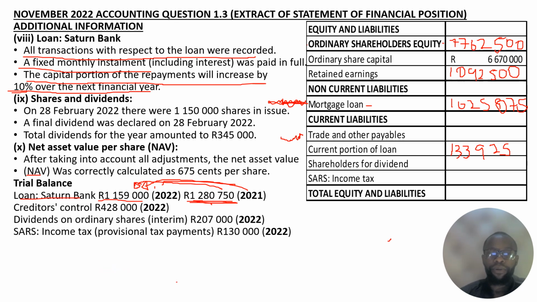So now we are moving to current liabilities. So our current liabilities, trade and other payables. Creditors control, trade and other payables, we have 428,000. So trade payables 428,000.